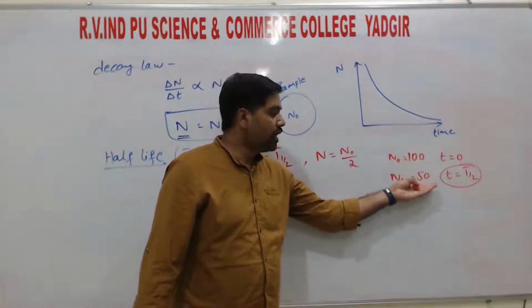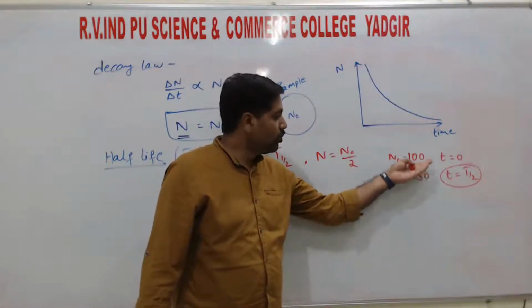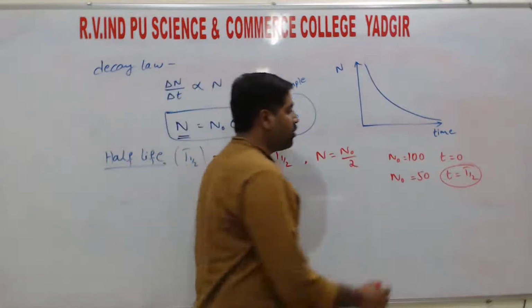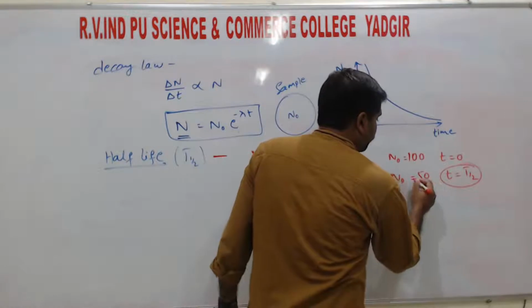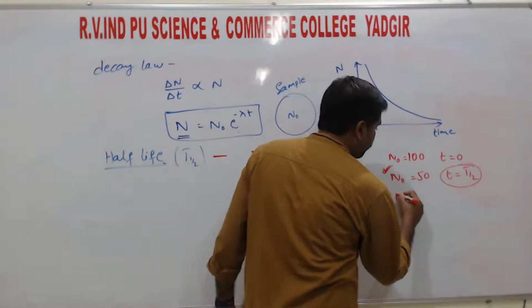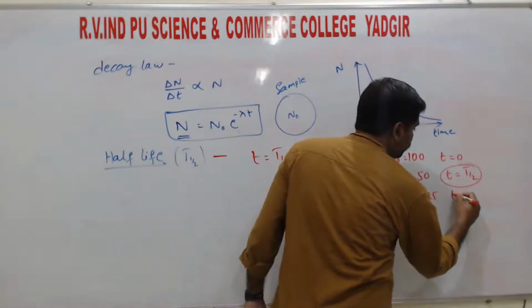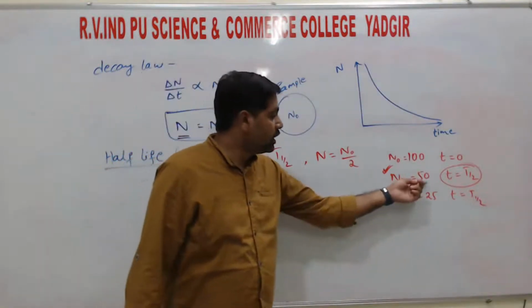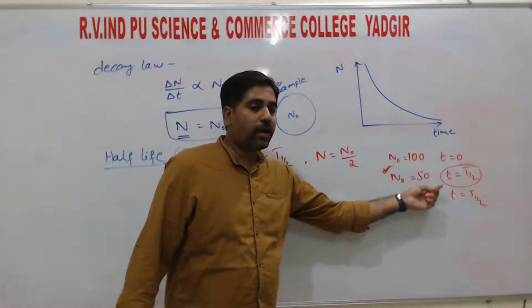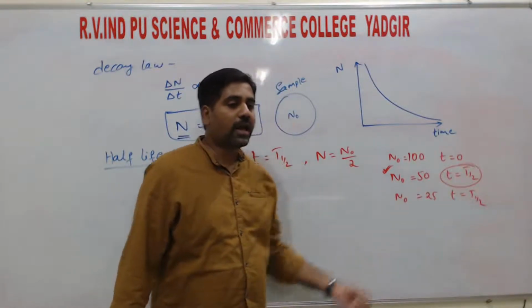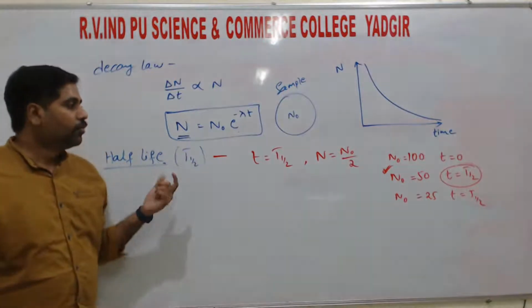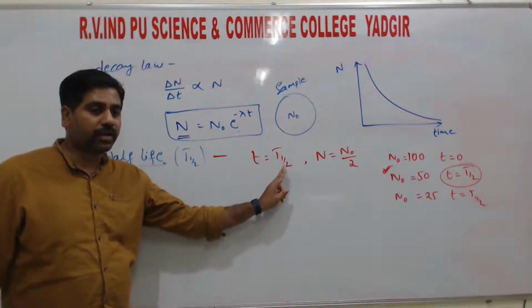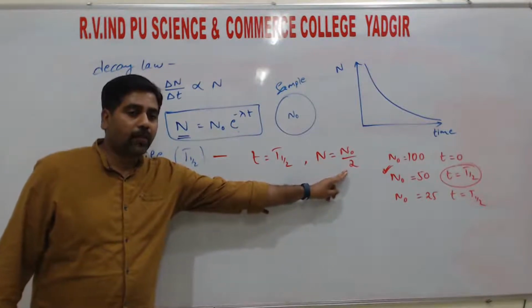Here we have 100, then the time for which the nuclei reduces to 50, that time we call half-life. Then the next half-life takes it to 25. The number of nuclei reduces exactly to half in a certain time, and that time we call half-life, defined as t equal to T half. When t is equal to T half, then N is equal to N0 by 2.